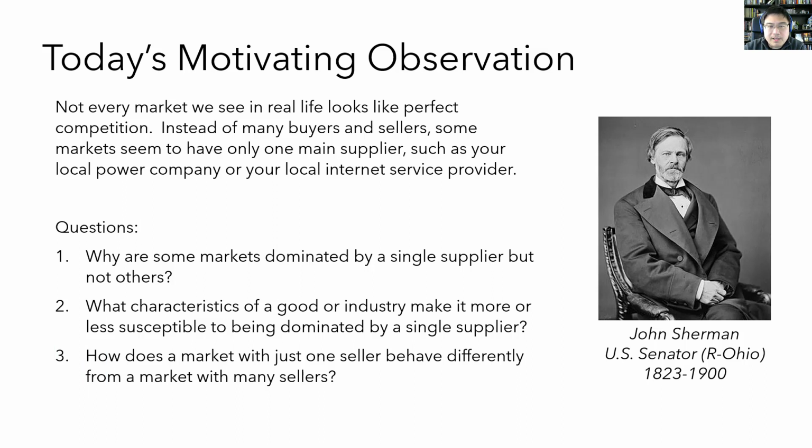The picture on the right here is of John Sherman, a U.S. Senator from Ohio, who wrote the Sherman Antitrust Act of 1890. The Sherman Antitrust Act is the law by which the U.S. government derives its power to regulate and break up monopolies, which is the subject of our lecture today.